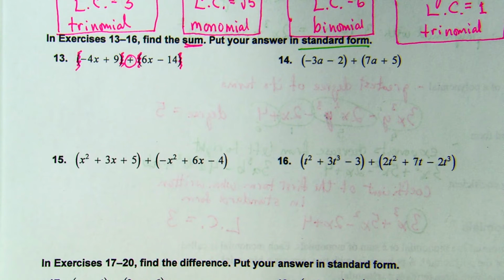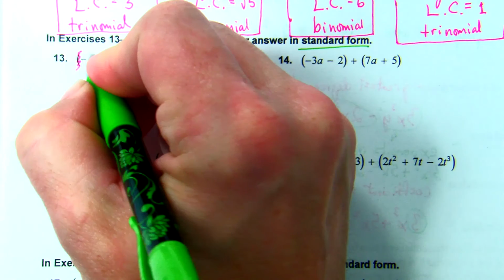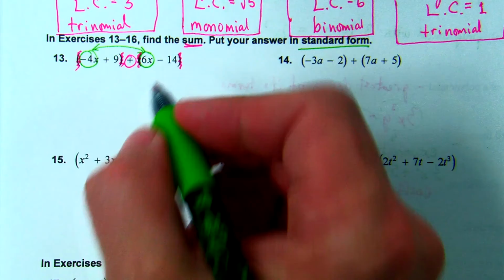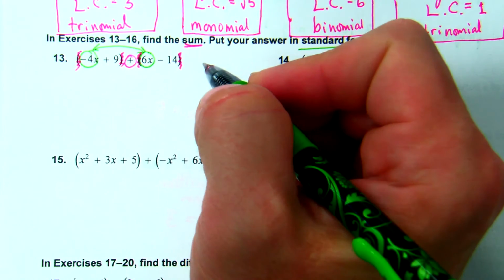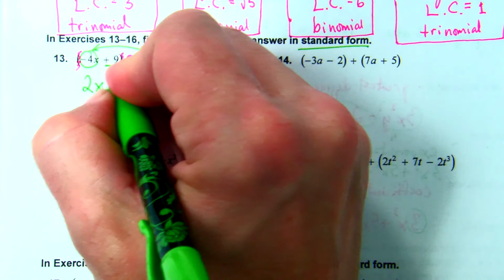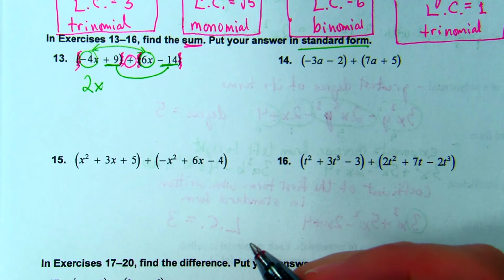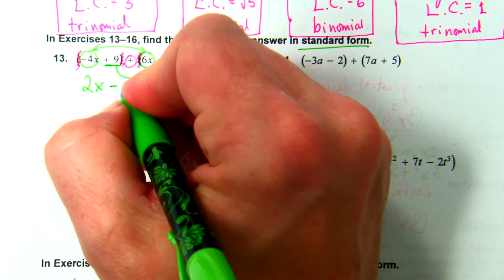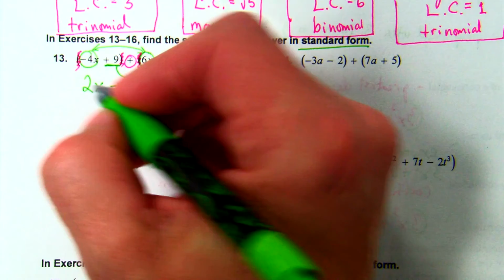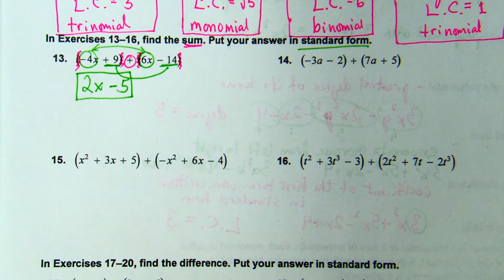If we're writing this in standard form, we're going to start with the x terms. And so we're going to take positive 6x and negative 4x, and we're going to combine those together. 6x minus 4x, or plus a negative 4x, is going to give us a positive 2x. Then we're going to take this positive 9 and this negative 14, and we're going to put those together. And when we do that, we get a negative 5. And so in standard form, after we combine like terms, 2x minus 5 should be the answer for number 13.